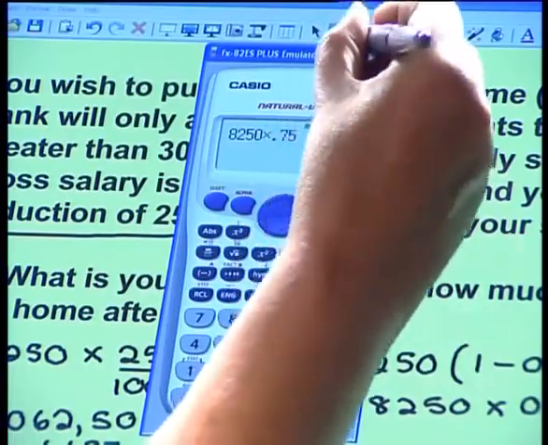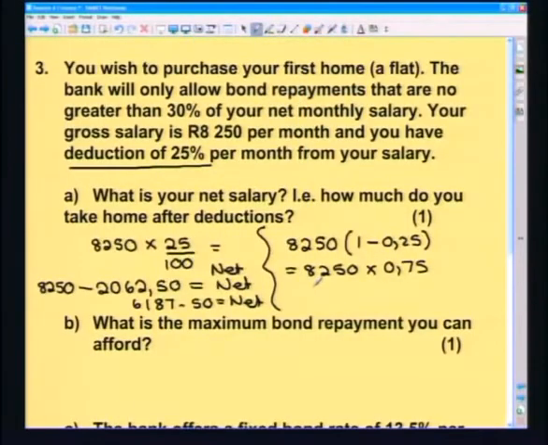So it made absolutely no difference to my answer. I still get 6187.50. All right, now it says, what is the maximum bond repayment you can afford? Well, they've told you that you can only have a bond repayment of 30% of your net income. So what you're going to do now is take your 618750 and work out what 30% is of that.